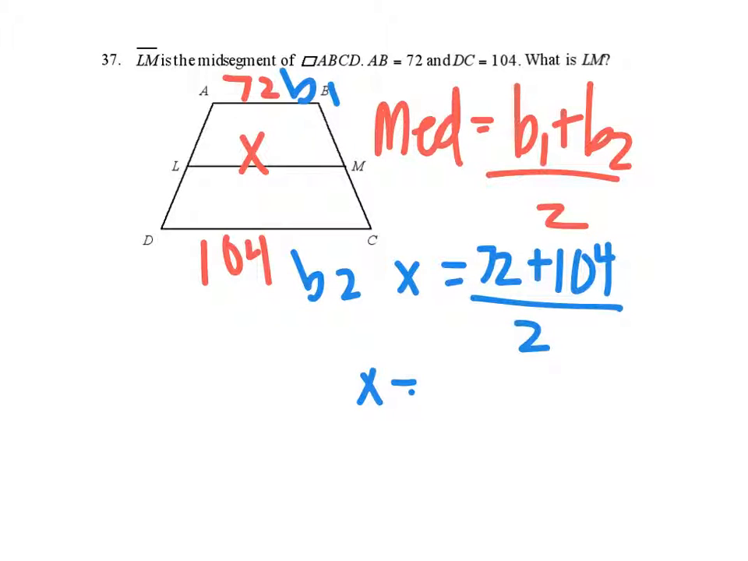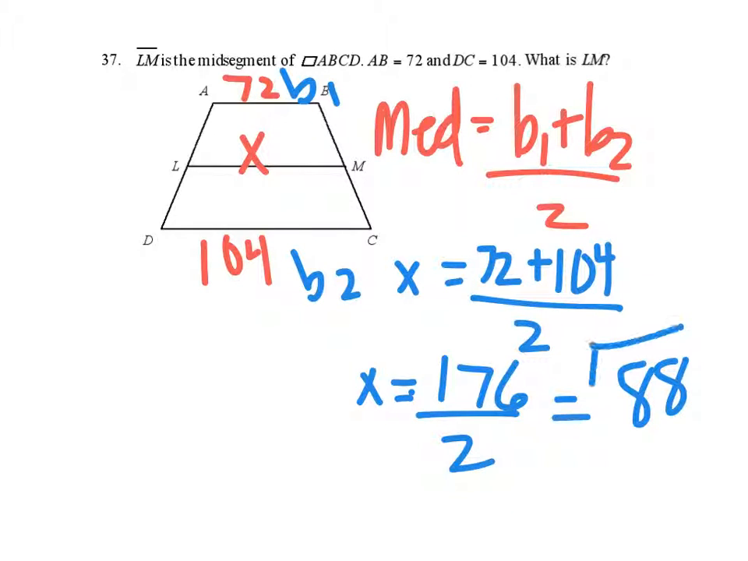If I add 72 and 104, I get 176 on top divided by 2, which would give me 88. So X would be 88. So you add those two together, just divide by 2, and you get your final answer.